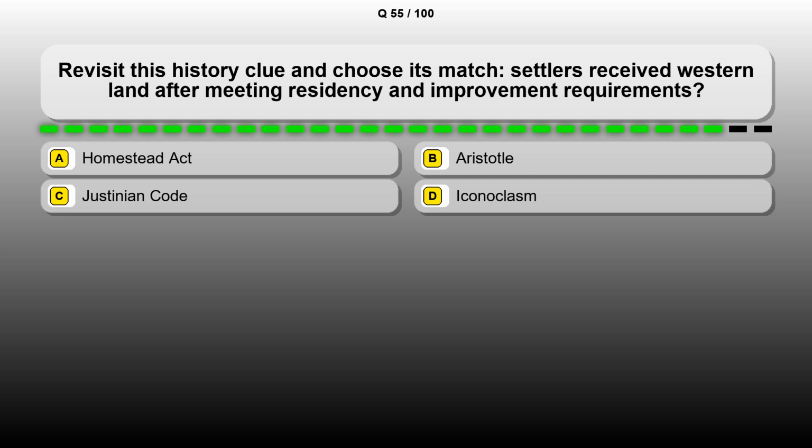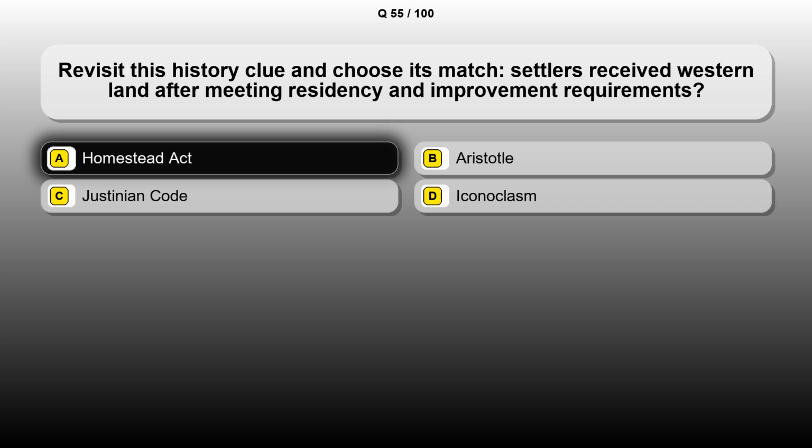Question 55. Revisit this history clue and choose its match. Settlers received Western land after meeting residency and improvement requirements. Option A, Homestead Act. Option B, Aristotle. Option C, Justinian Code. Option D, Iconoclasm.